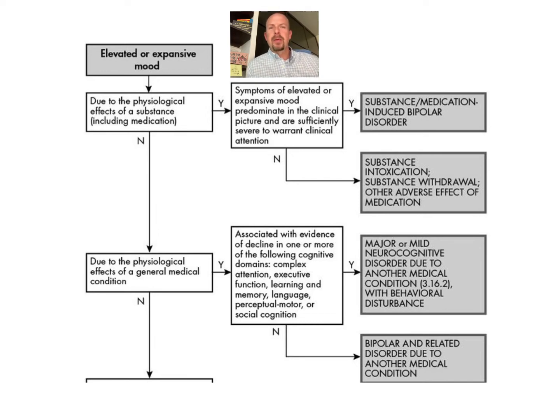All right, let's talk about what happens if we have a particular symptomology of elevated or expansive mood. Now, this decision map comes from the DSM-5 differential diagnosis. I wanted to go through it with you and make some commentary on it.